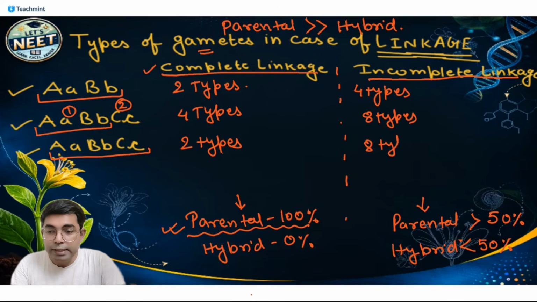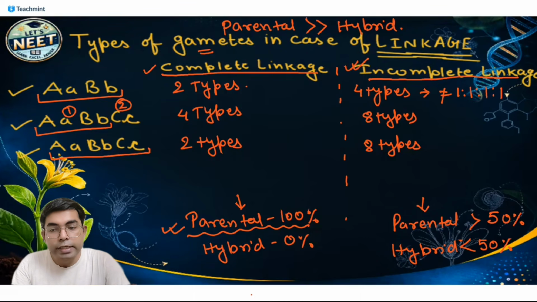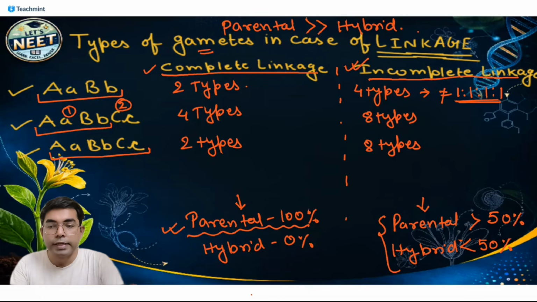But what will change here? Earlier, in independent assortment, the ratio was 1:1:1:1. Now here the ratio will not be equal to 1:1:1:1. The ratio will be different. So remember this. In case of incomplete linkage, the ratio is not equal because parental is greater than hybrid. So in this way, if a question is asked regarding linkage, you can easily find out the types of gamete. So this is all the formula related to linkage and independent assortment through which you can solve all the questions of gamete.